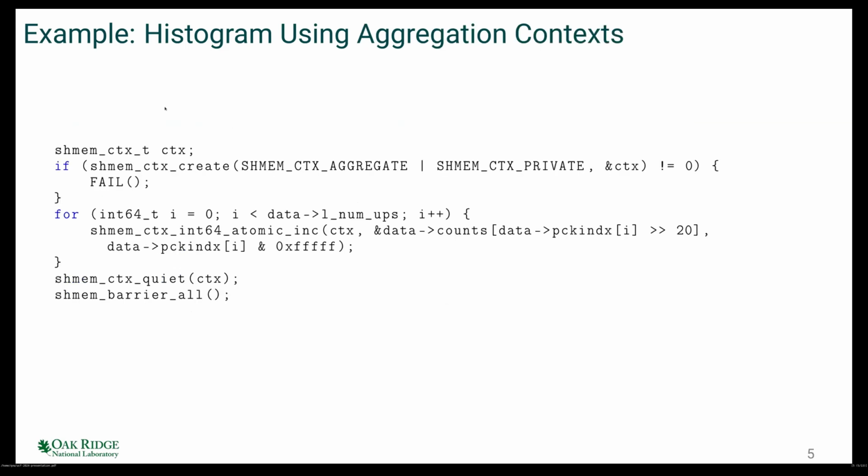Meanwhile, for the aggregation context, it's simplified enough that it basically just boils down to looking like regular RMA operations in the high-level interfaces that we're used to using. You just have the loop where you're going through all your data, you issue your atomic increments towards the context that you created, you issue the quiet, and then that's it.